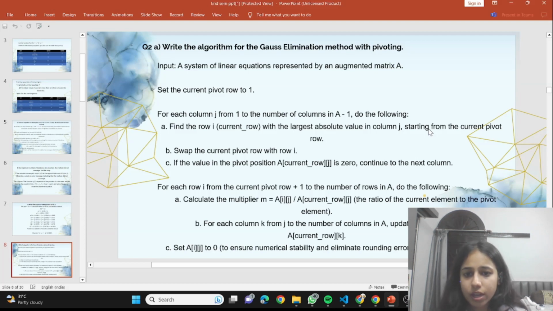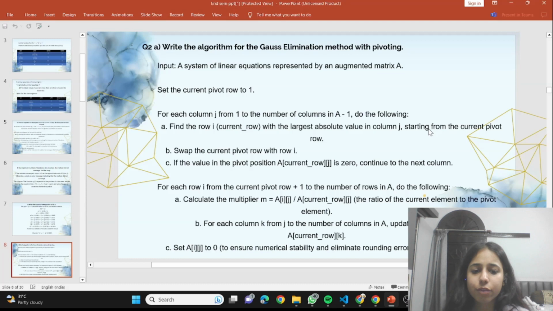First, find the row I with the largest absolute value in column J, starting from the current pivot row. Second, swap the current pivot row with row I. Third, if the value in the pivot position A[current row][J] is 0, continue to the next column. For each row I from the current pivot row plus 1 to the number of rows in A, do the following. A. Calculate the multiplier M equal to A[I][J] divided by A[current row][J], the ratio of the current element to the pivot element.